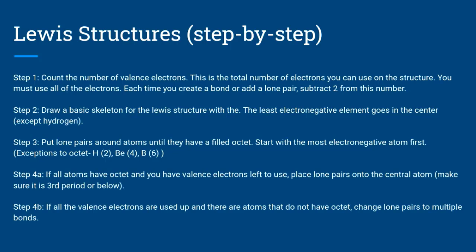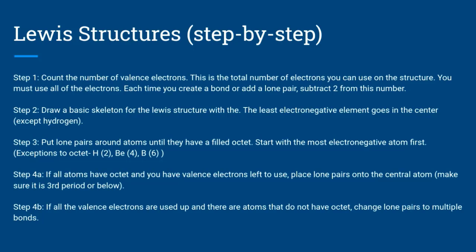But what I've done here is I've written down these 5 steps. If you follow these steps, you will get the correct Lewis structure every single time. And make sure you follow these steps without fail. Do as many practice problems as you can, and you will get the Lewis structure right.